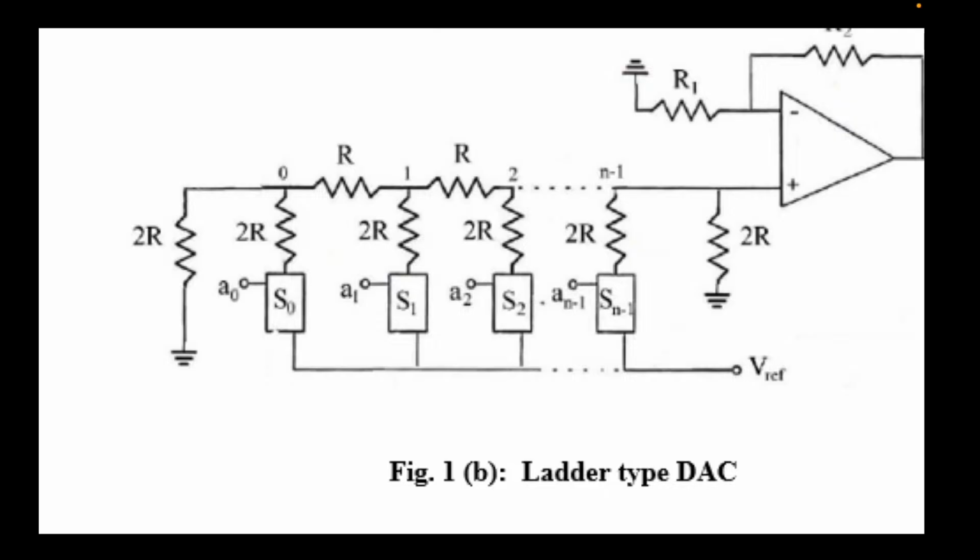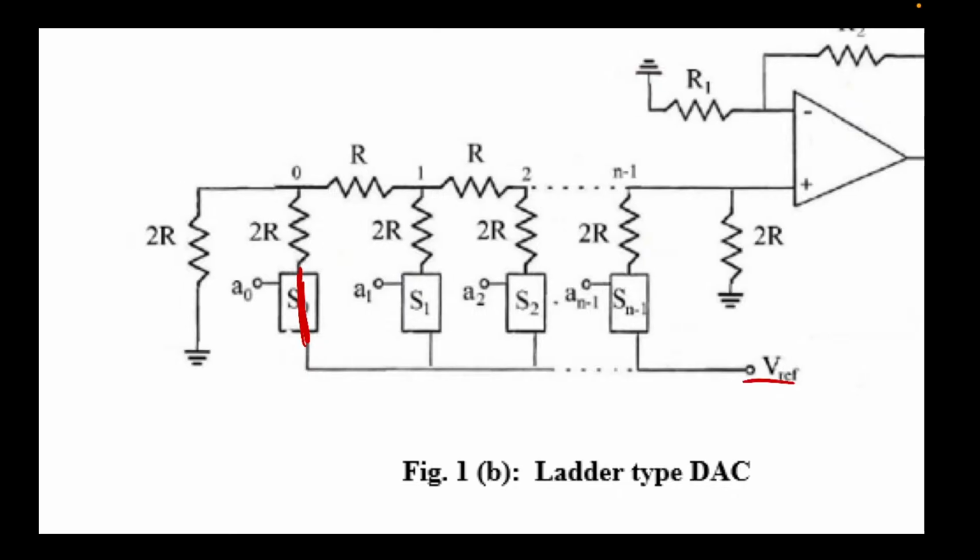Now, the big thing with an R2R ladder is equivalent resistances. Something to note is whenever a switch is turned off, this goes down to ground, and when a switch is turned on, it is just shorted straight to Vref. Okay, this is the big thing that we need to be very mindful of.